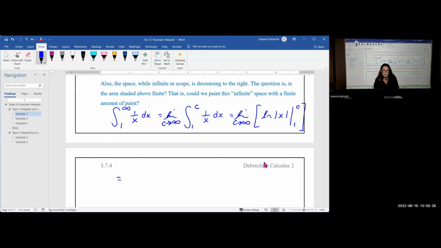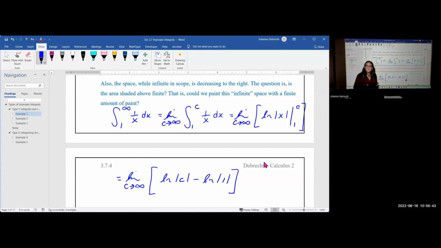So in our next step, we're going to still have the limit on the outside, which is not taking place yet because I have not finished plugging in values. I have the natural log of the absolute value of c minus the natural log of the absolute value of 1. Now, the absolute value of 1 is 1, and the natural log of 1, you should know, is 0. So this part right here goes to 0.